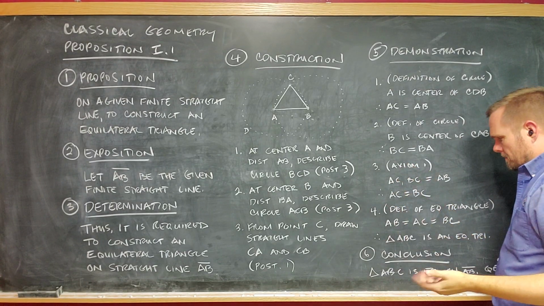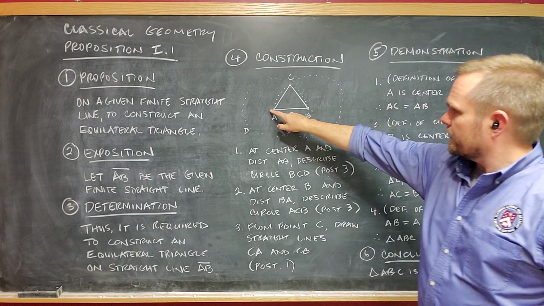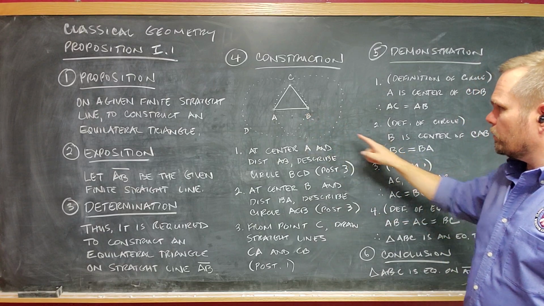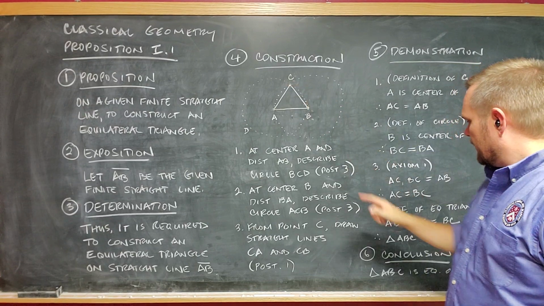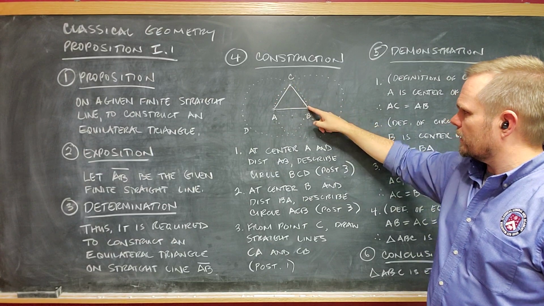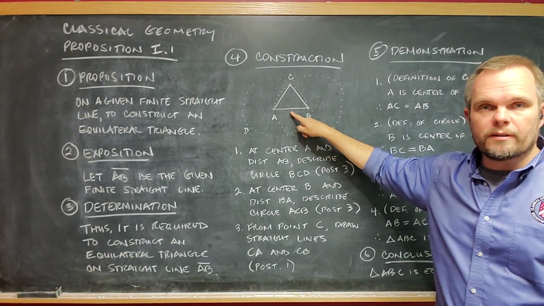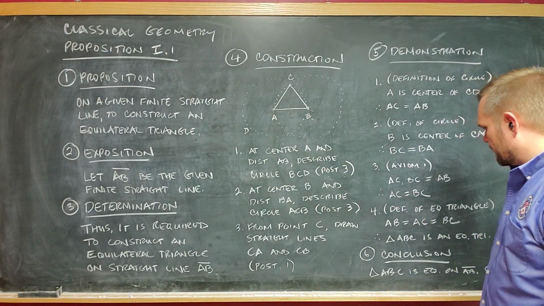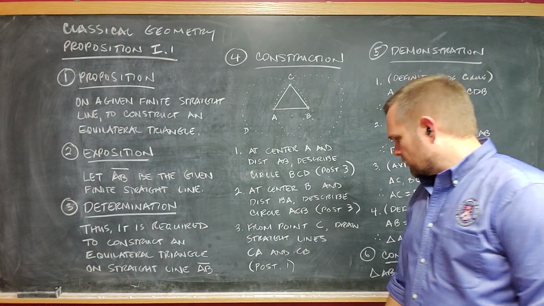Okay? So we've proven in step 1 that this side equals this side. In step 2, we've proven that this side equals this side. And in step 3, we've proven that this side equals this side because they're both equal to this common third side. That's Axiom 1. So that leads us to the fourth and final step of our demonstration.